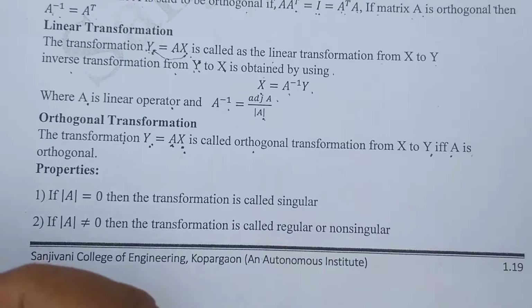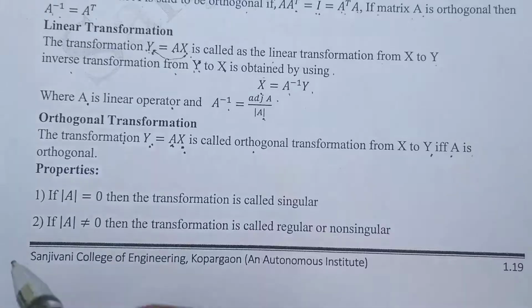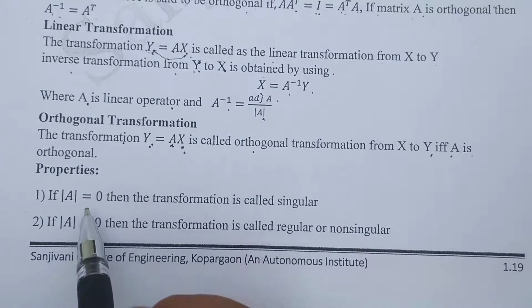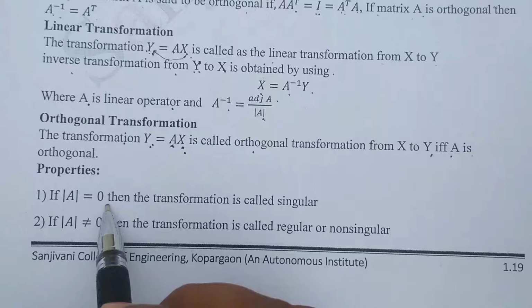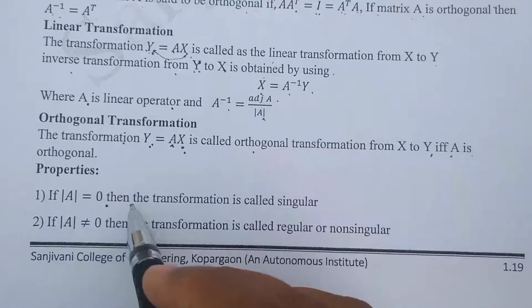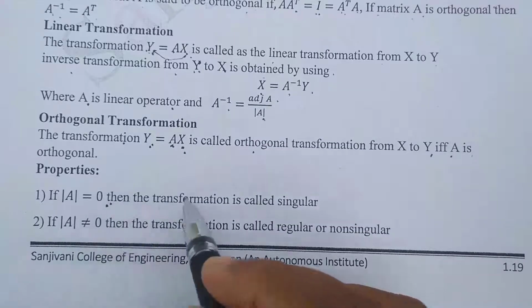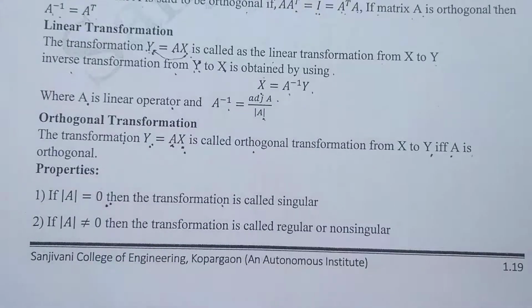Now the properties of this orthogonal matrix and orthogonal transformation. The first property: if determinant of A is 0, then the transformation is called a singular transformation. And if determinant of A is not equal to 0, then the transformation is called a regular transformation or a non-singular transformation.